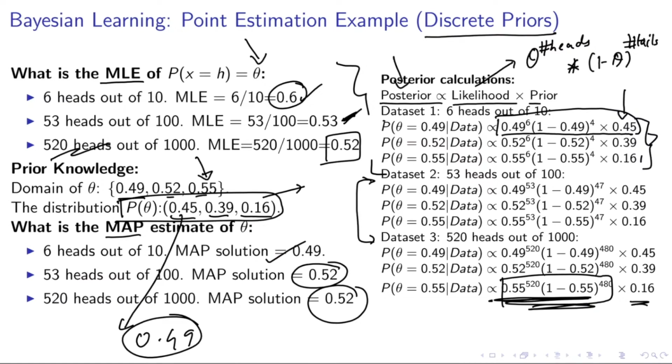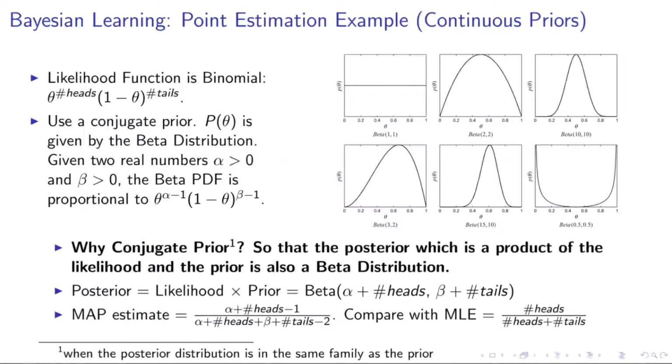Okay? So now let's look at an example, the same point estimation example, but now what we're going to use is a continuous prior as compared to a discrete prior, right? So in the discrete prior case, we said that theta can only take 3 values. And in the continuous prior case, we are going to say that theta can take any value between 0 and 1. All we are going to do is put a distribution over the different values, or over these infinite values of theta, right? Because theta is a real number between 0 and 1.